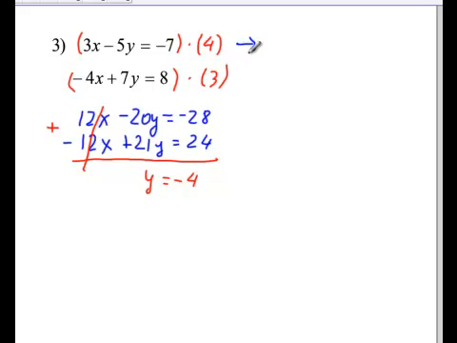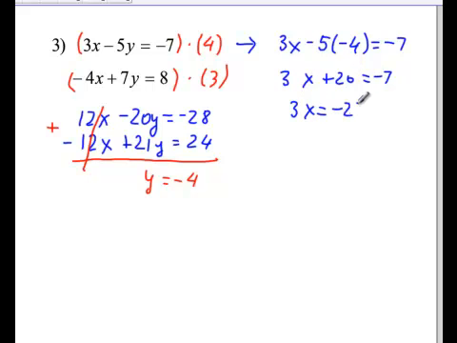We are going to use the first one. So 3x, because we don't know what x is, minus 5 times negative 4 for y, and it should give me negative 7. 3x minus 5 times negative 4 is plus 20, equals negative 7. If we subtract 20 from both sides of the equation, 3x equals negative 27. And if we divide both sides of the equation by 3 to isolate x, x will be equal to negative 9. So our answer is the ordered pair negative 9 and negative 4.